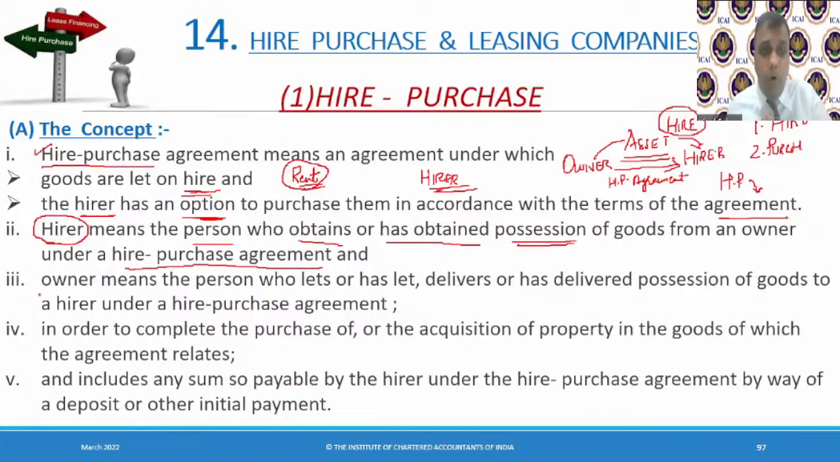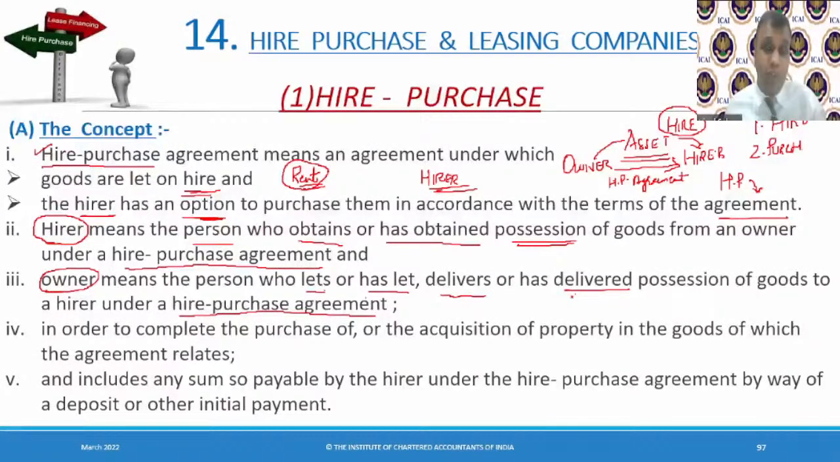Okay. So owner is the person who lets or has let, delivers or has delivered possession of goods to a hirer under a hire purchase agreement. I hope you understand this basic English. Lets or has let, delivers or has delivered. It is routine language. Obtains, lets, daily course, and delivered. This is quite confusing.